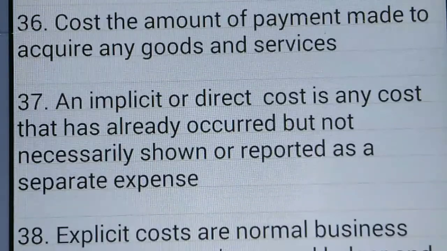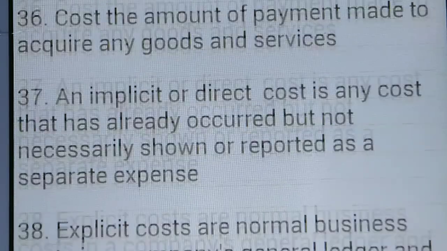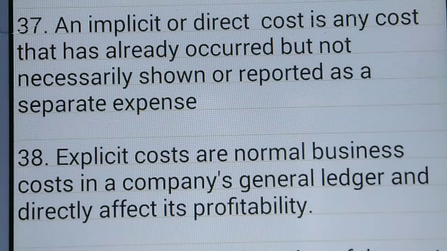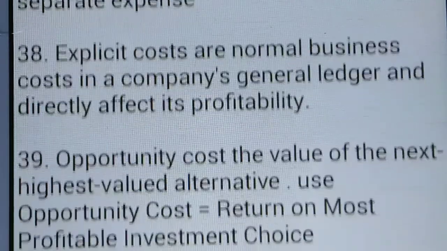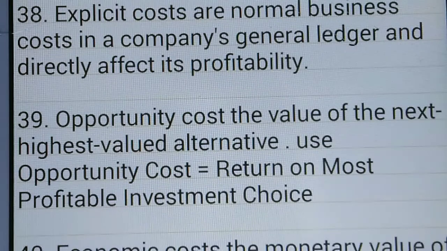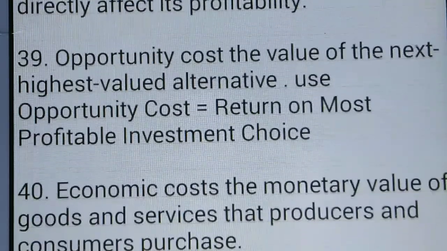Cost, the amount of payment made to acquire any goods and services. An implicit or indirect cost is any cost that has already occurred but not necessarily shown or reported as a separate expense. Explicit costs are normal business costs in a company's general ledger and directly affect its profitability.